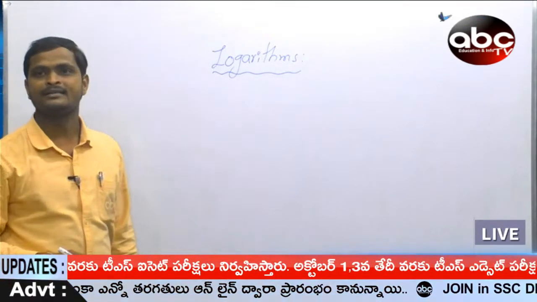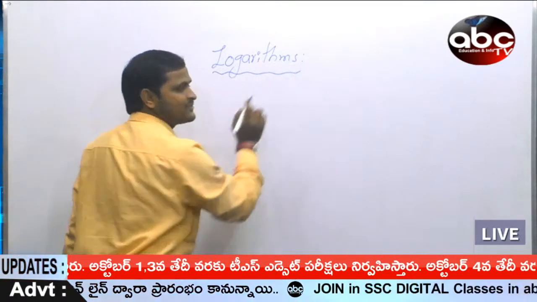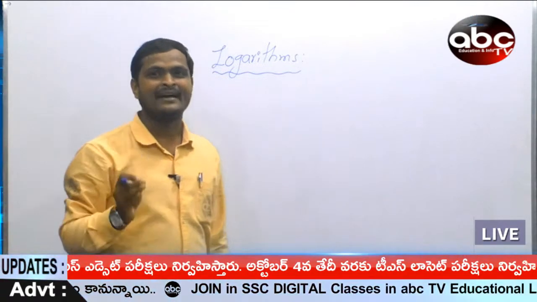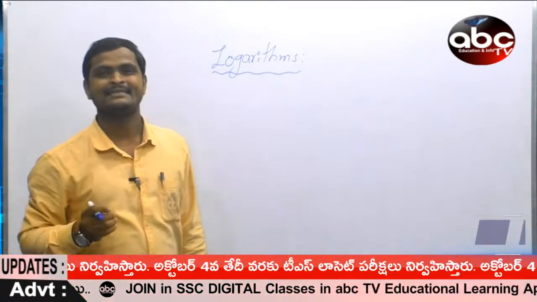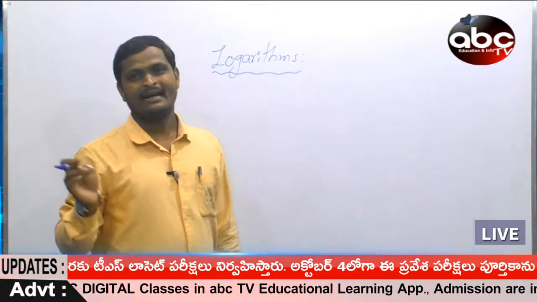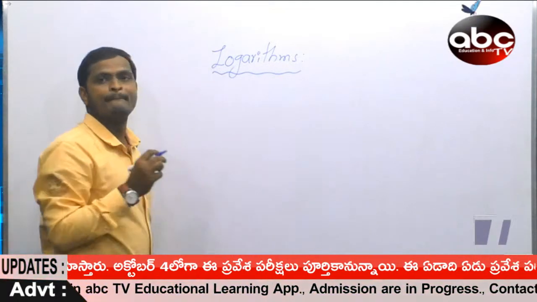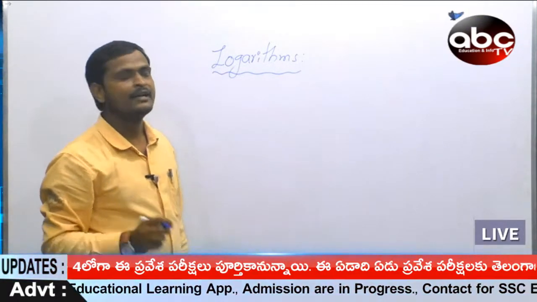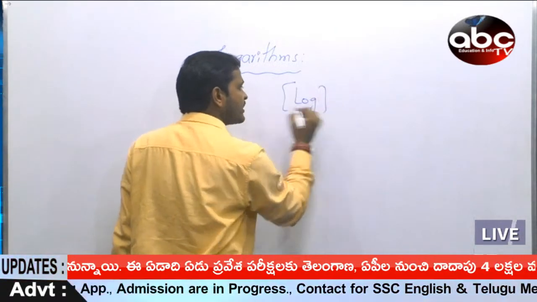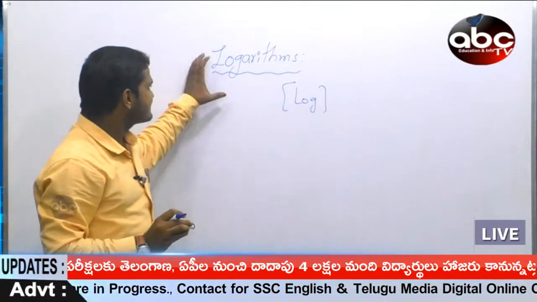Okay, logarithms. See here, log is one term, arith means one term. Arith means arithmetic. Mathematics can be divided mainly into three branches. What are the three branches? Algebra, arithmetic and geometry. Okay, and log is a mathematical function. We can read it as the short form log. Okay, now understand this concept.